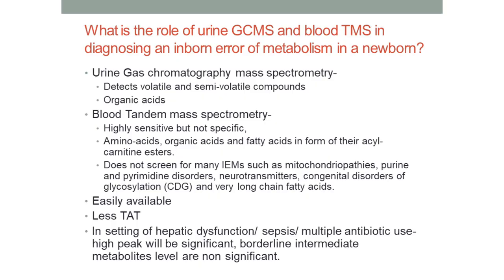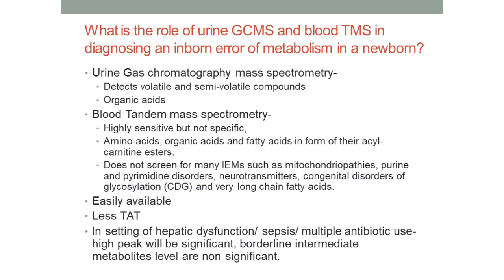Although these are easily available and the turnaround time for reporting is pretty short, usually within 5 to 7 days we get the report, again depending upon the centers. In the setting of hepatic dysfunction, sepsis, multiple antibiotic use, there can be false positive reports. So a high peak, usually we say 10 times the normal fold, is going to be significant, but borderline intermittent metabolite levels are non-significant.